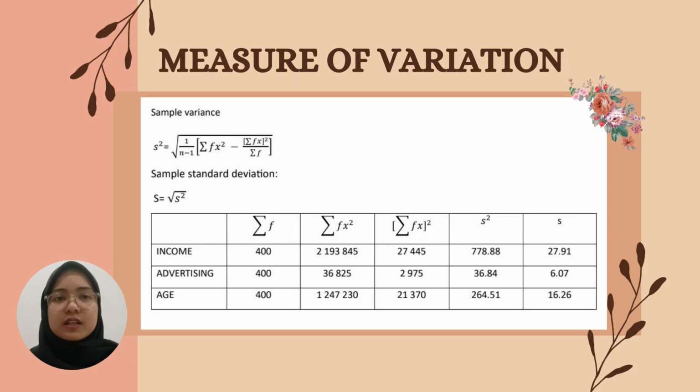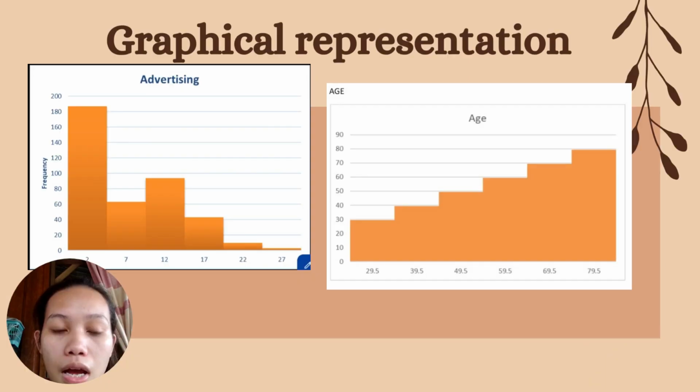Measure of variation. Sample variance for income is 778.88 and sample standard deviation for income is 27.91. Sample variance for advertising is 36.84 and sample standard deviation is 6.07. Next, sample variance for age is 264.51 and sample standard deviation is 16.26.